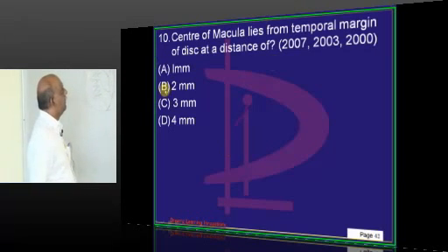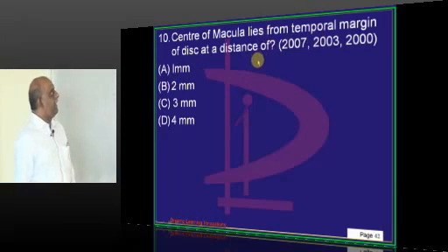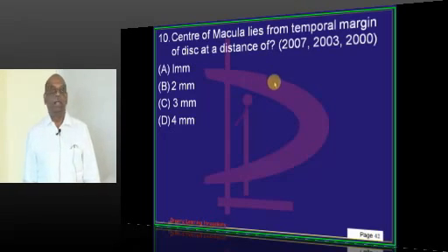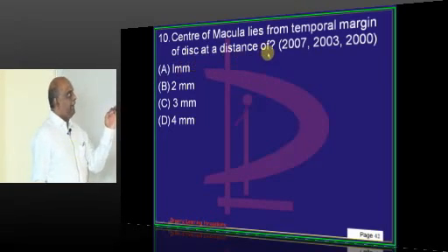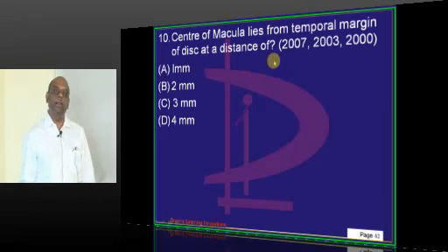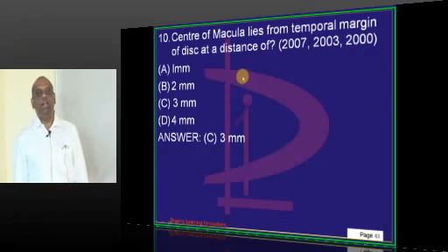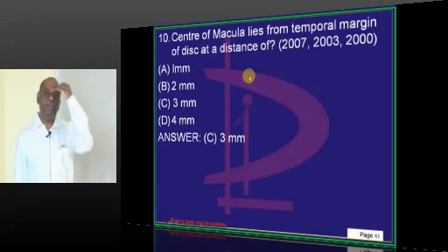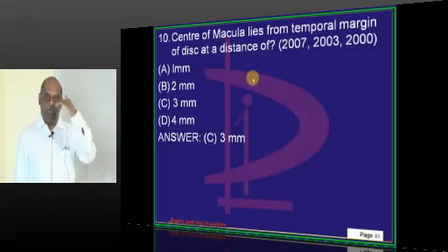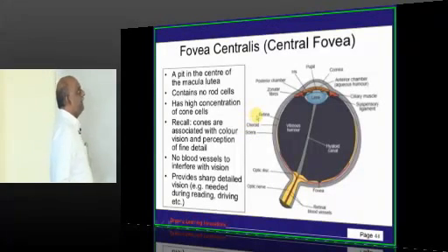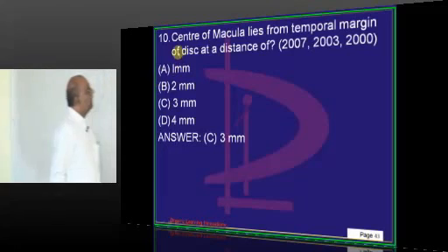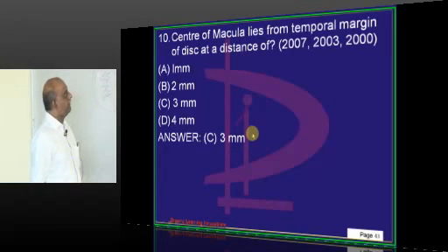Now, the center of the macula lies how many disc diameters along the temporal margin is a very important question. Already we discussed where the optic disc is located. Around 3 millimeters medial and above the posterior pole is the typical location of the center of the macula.